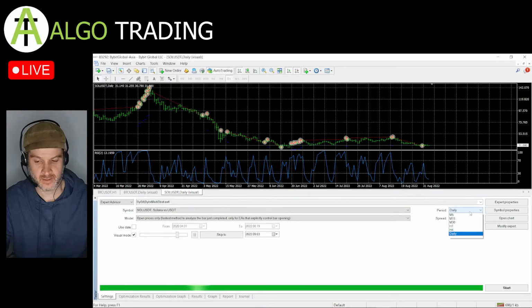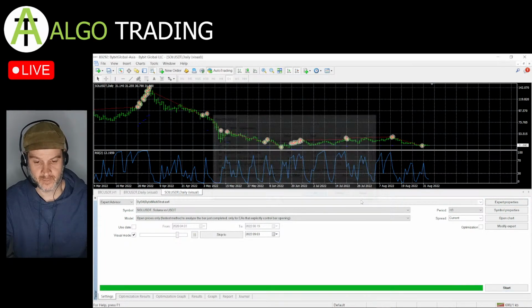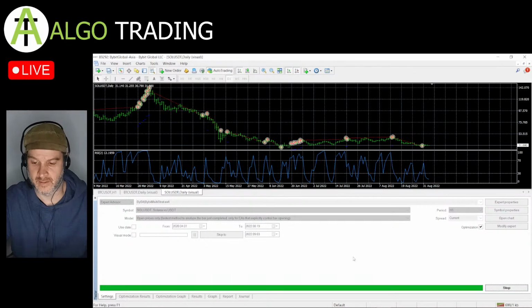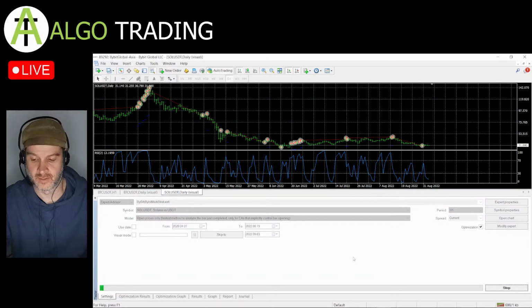Let's try Solana on the hourly chart. Let's be a little bit brave here. Try something different. Okay, let's run that and see if we get anything different.